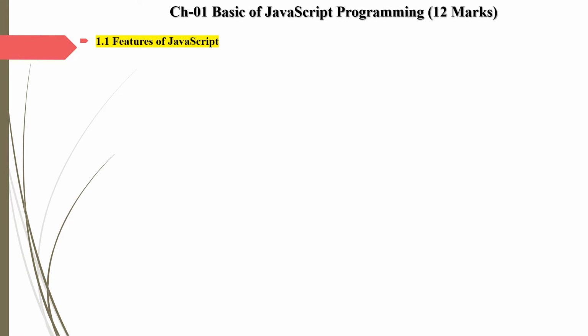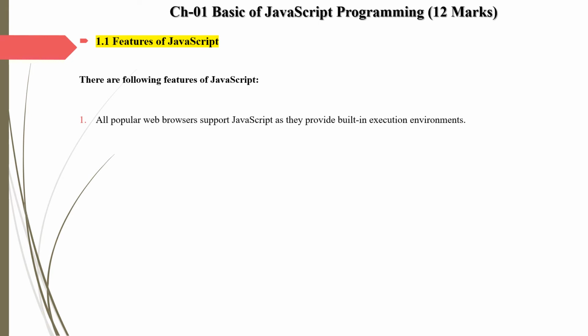Next we see the features of JavaScript. Many times in the examination a question is asked for 4 marks: list or write the features of JavaScript. So we see the features. There are the following features of JavaScript. First, all popular web browsers support JavaScript as they provide a built-in execution environment. So we use Chrome, Mozilla and Internet Explorer, and those browsers support the JavaScript language.